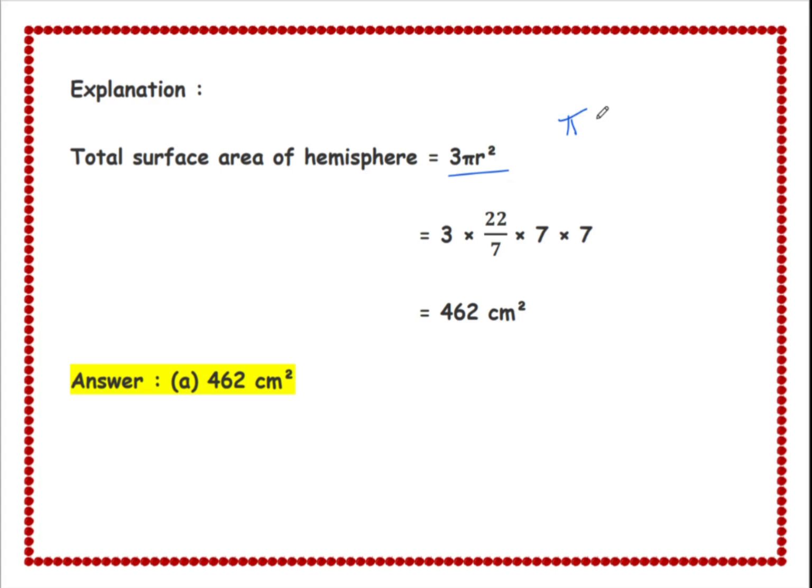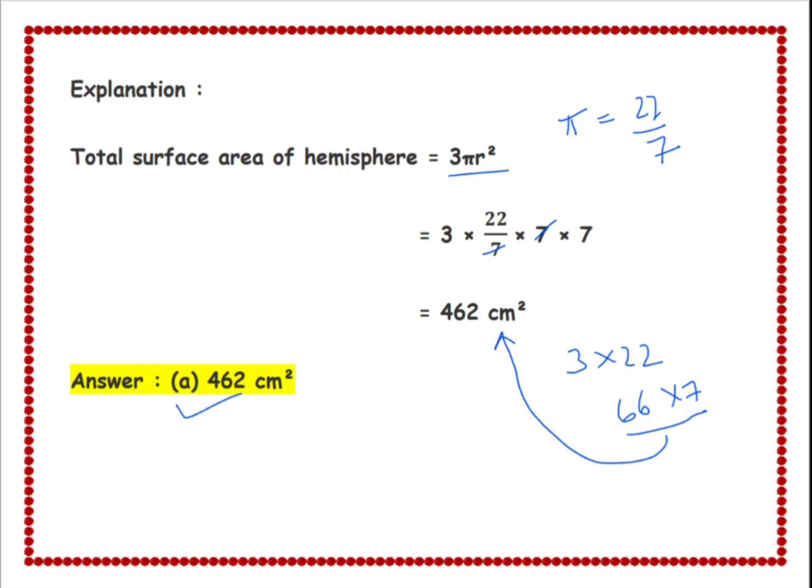3 into pi value is 22 by 7. Substitute 3 into 22 by 7 into radius is 7. Therefore, 7 into 7, 7 and 7 will cancel out. We get 3 into 22 into 7. 3 times 22 is 66. 66 times 7 is 462. Therefore, the total surface area of hemisphere is 462 square centimeter.